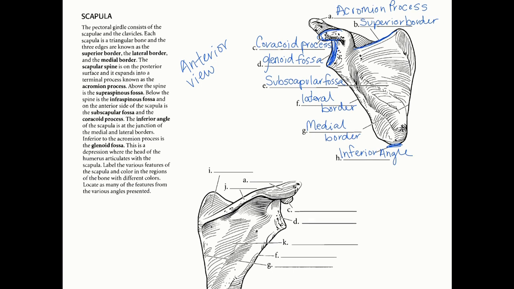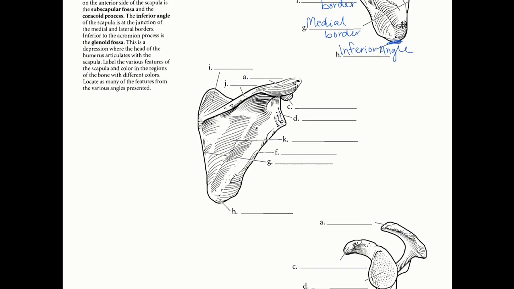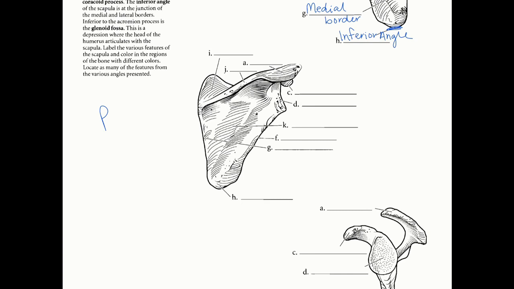So let's go ahead and take a look at the posterior now. One of the simplest ways that you can figure out if you are looking at the anterior or posterior view of the scapula is to look for this structure here, J. J is the scapular spine. Hopefully you can read my writing. I know it's kind of small here.